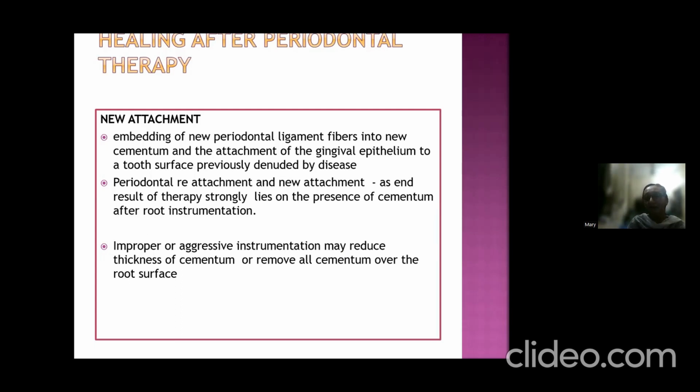So the type of root instrumentation that we do is very important. Improper or aggressive instrumentation will reduce the thickness of the cementum, or it could even remove all of the cementum on the root surface. So this will actually reduce the chance of a new attachment from occurring. So the presence of cementum or cemental regeneration is very important to acquire a new attachment, or rather to restore the attachment loss which has occurred due to periodontal disease.